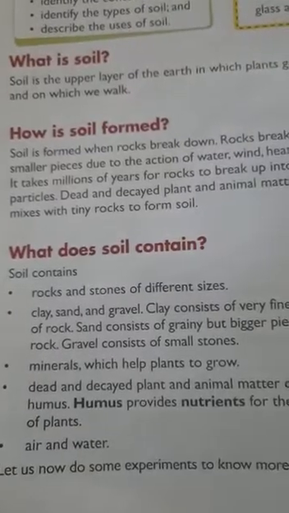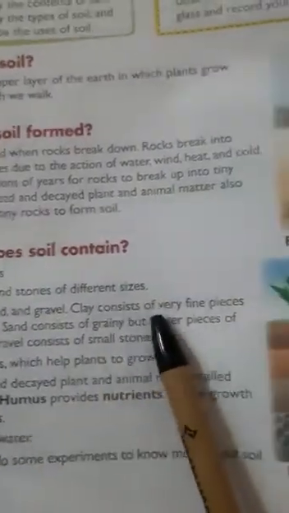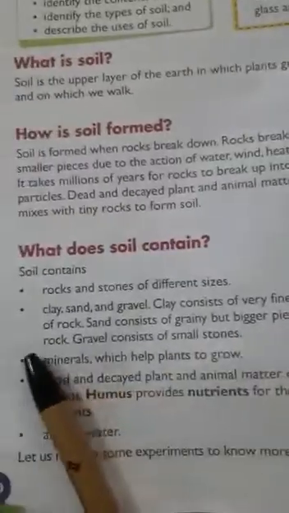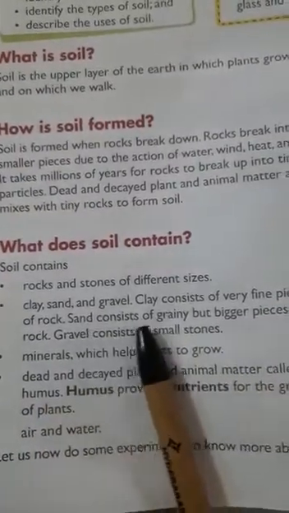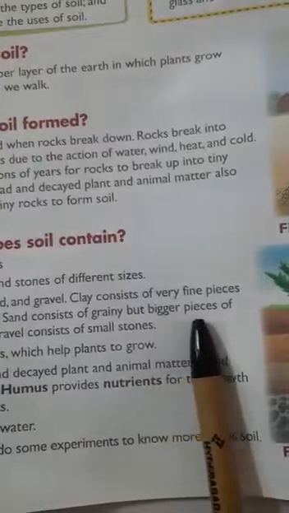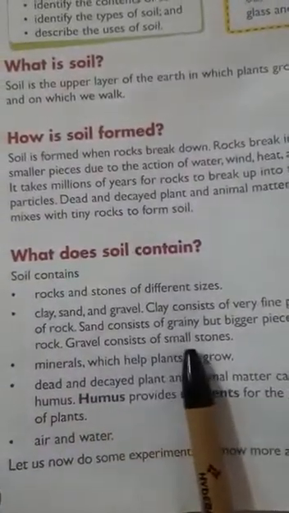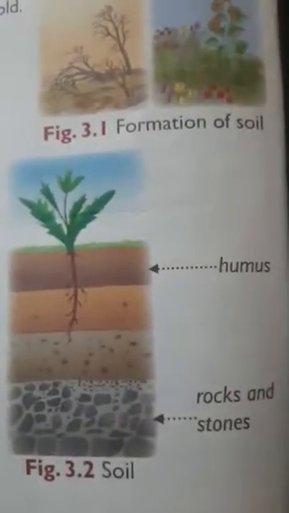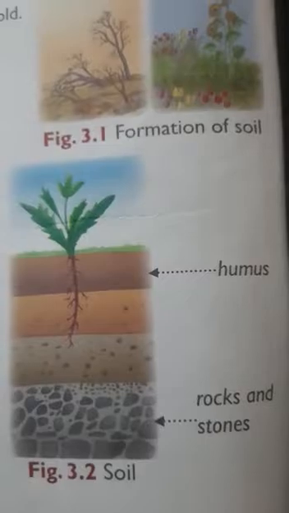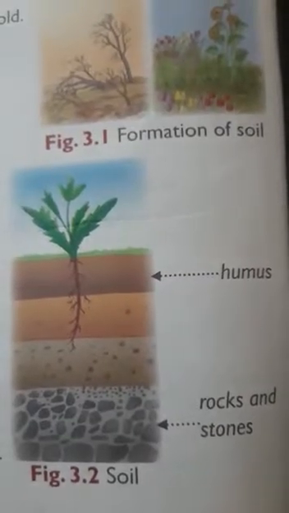Clay, sand and gravel. Clay consists of very fine pieces of rocks, and sand consists of grainy but bigger pieces of rock, and gravel consists of small stones. In this picture you can see rocks and stones at the bottom layer.